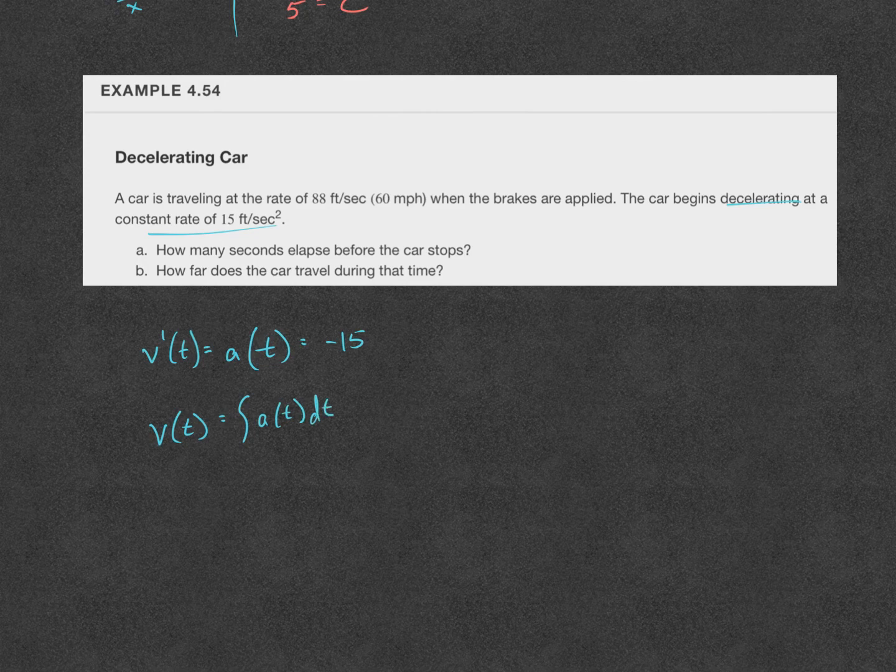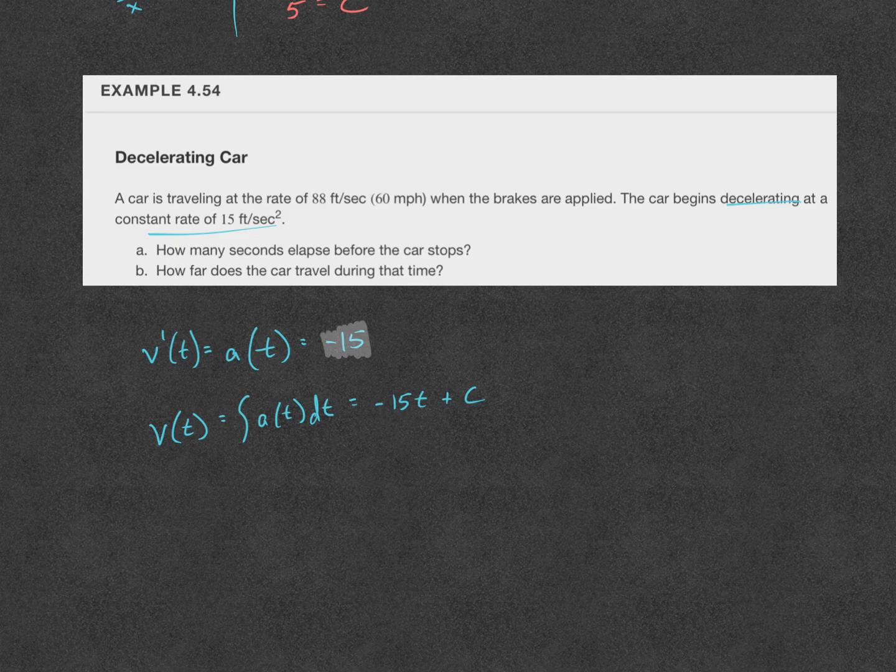If I want to take the antiderivative, the integral of negative 15, well, that's a constant, so my antiderivative is negative 15 times t. Because what's the derivative of 15t? Just 15. Ooh, but we have to put on our plus a constant c. So the velocity of that car is represented by the equation negative 15t plus c.